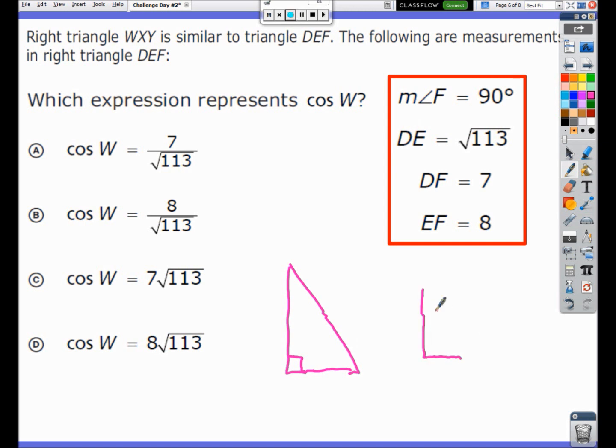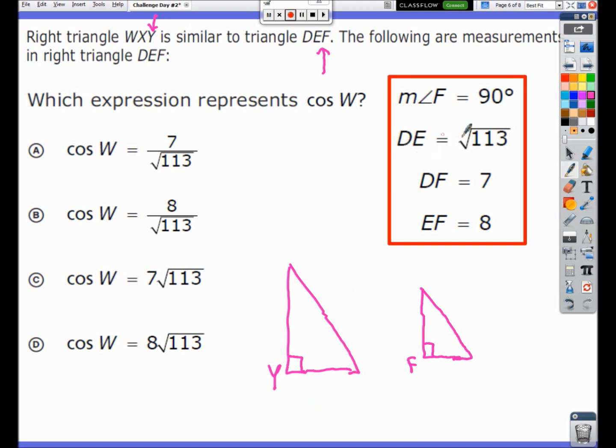So let's draw another triangle, another right triangle. And then they give us some information here. Angle F is the 90-degree angle. So let's say angle F's the 90. But that now also means if F is the 90, then Y must be the 90 in the other triangle. Perfect. All right, what else do we know?